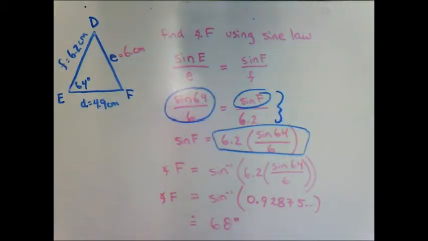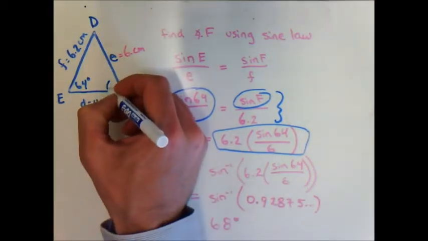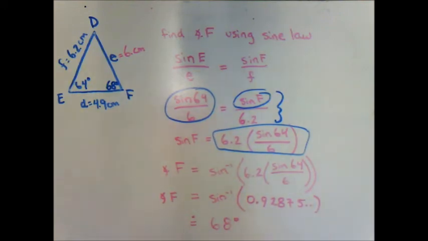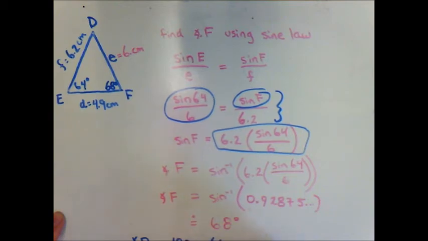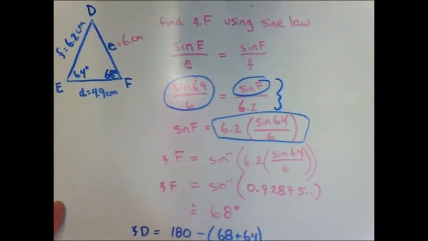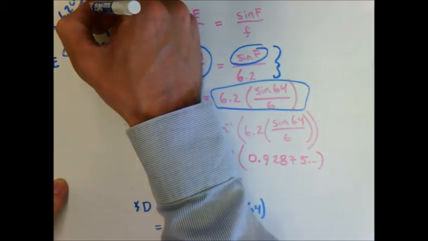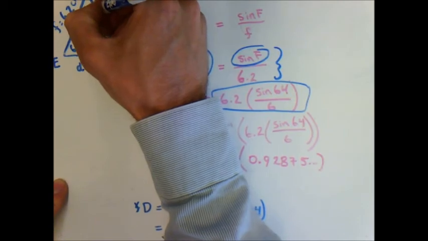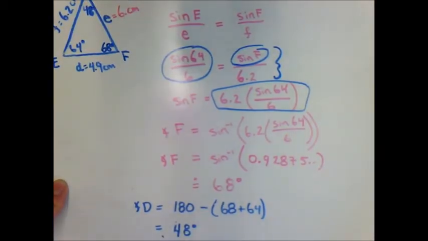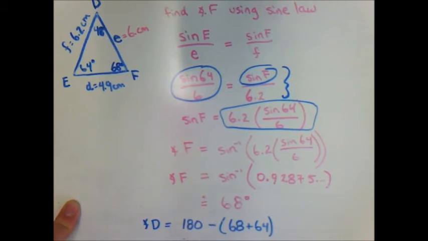Okay, now that we have the measure of angle F, which is 68 degrees, how are we going to find angle D? We used 180. Add, subtract, and then... Yeah, the measure of angle D is simply 180 minus 68 plus 64, which in your calculator equals 48 degrees. And this triangle is solved. We have found all the side lengths and all the angle measures.